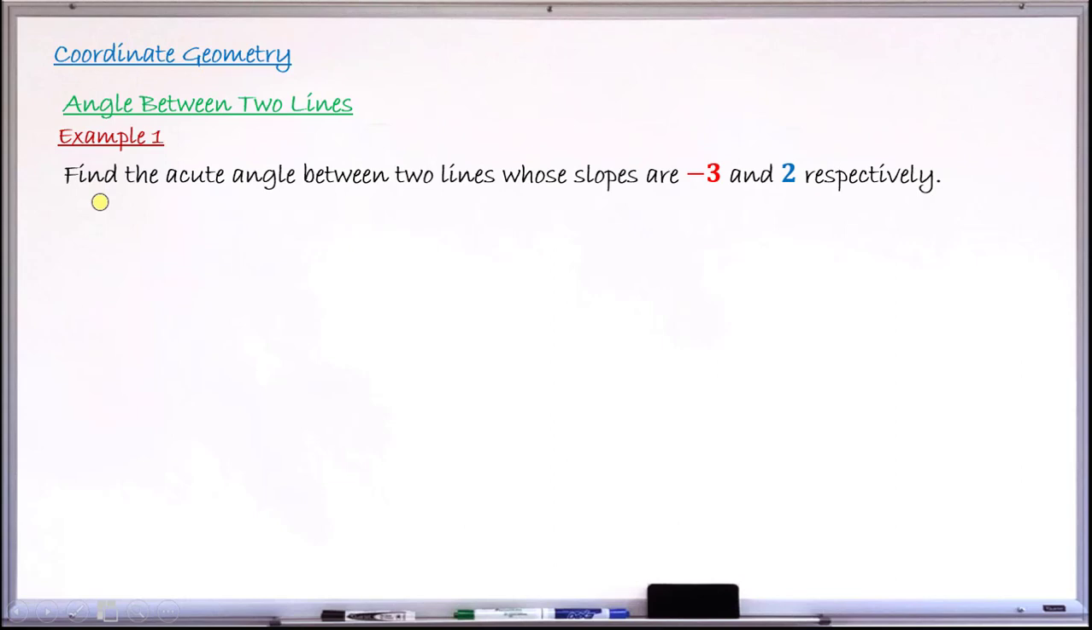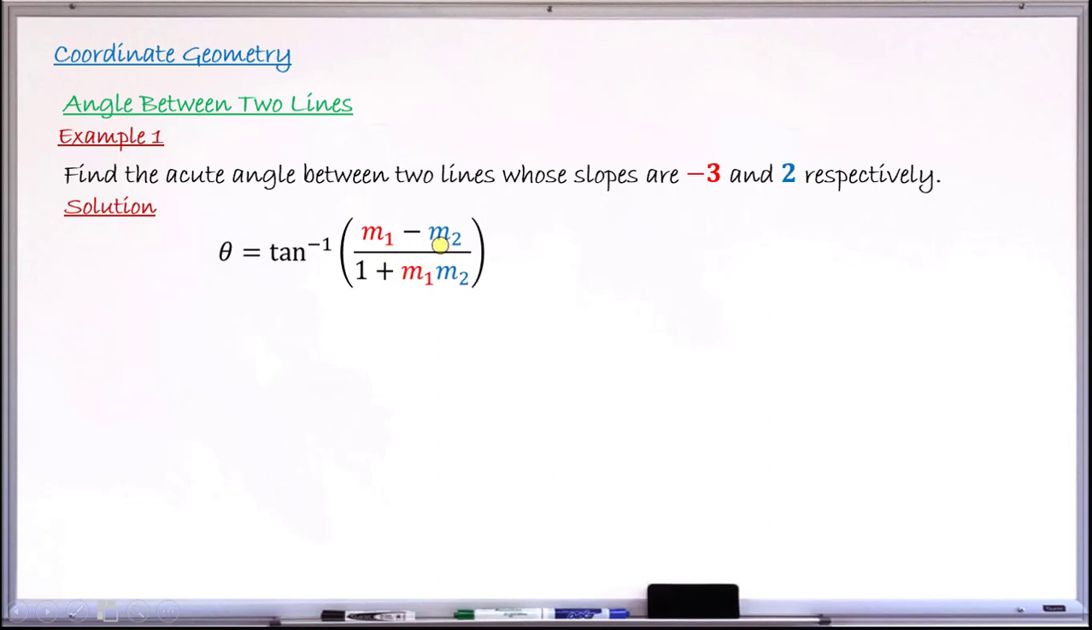Example number 1: find the acute angle between two lines whose slopes are -3 and 2 respectively. So we have two lines with these slopes, and we are asked to find the acute angle between them. Solution: we write down the formula for finding the angle theta. Theta equals tan inverse of the bracket m1 minus m2 all over 1 plus m1 m2.